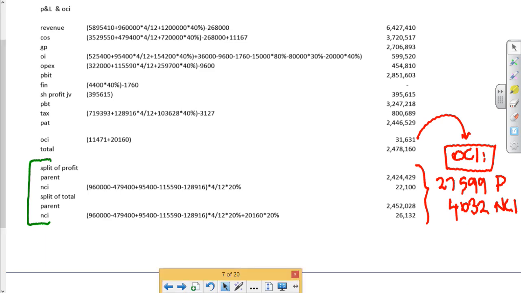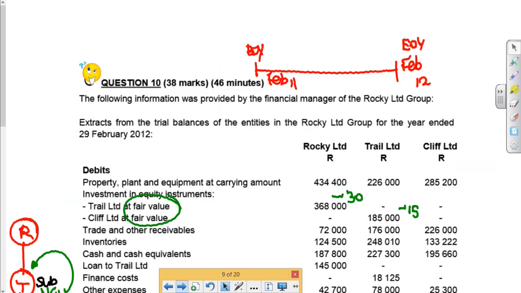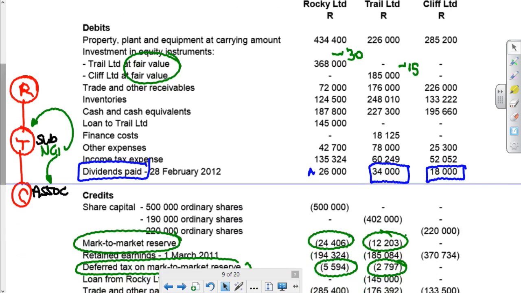And give it a try. All right, so we've not seen one of these before, right? But we've done all the principles, so it should be a question of applying principles. A vertical group with a subsidiary and an associate. So you're going to add Rocky and Trail, but not Cliff, when you do your brackets. You're going to start with that, with your formats and adding your numbers in.